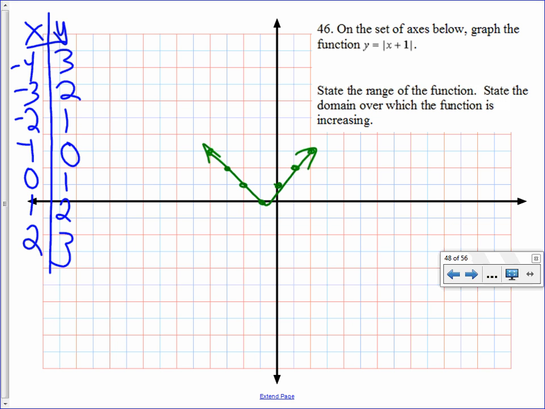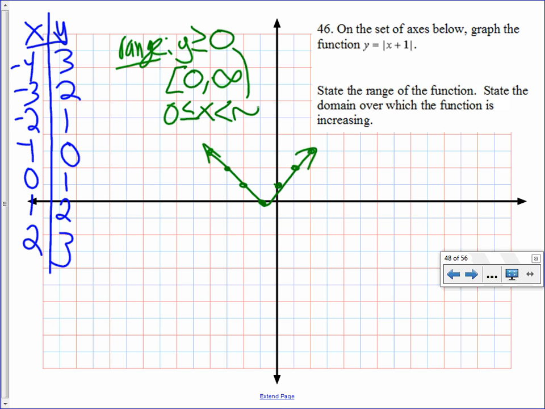State the range. Well, the range, there's no y values down here. The y values start at 0, and they go on forever. So there's a couple different ways to write that. You can write y is greater than or equal to 0. You can write it as 0 to infinity. You can write it in set-builder notation like that as well.